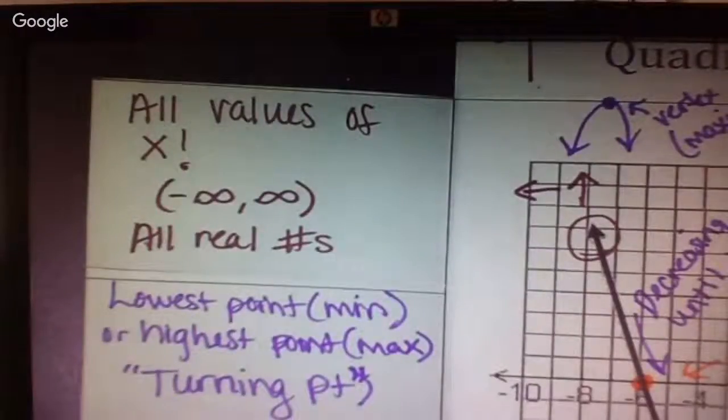And we'll talk about this later. Anything you can find on a number line is a real number.